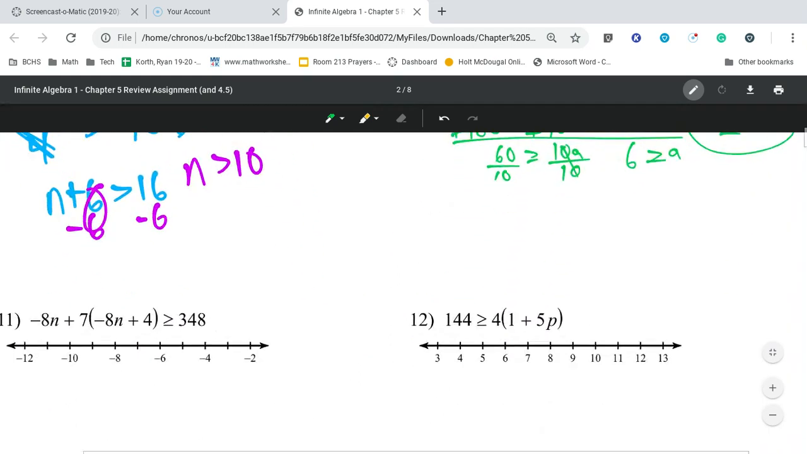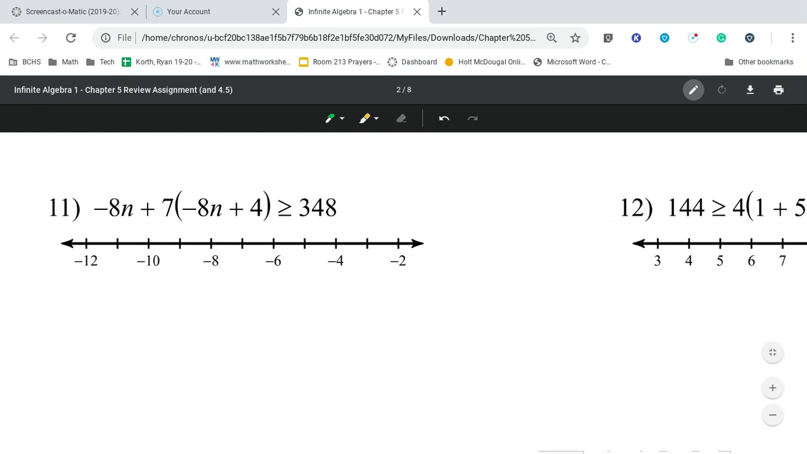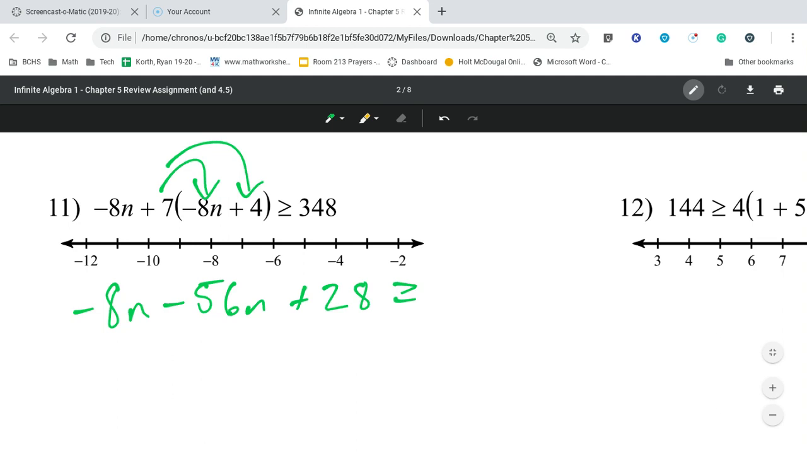All right, here's number 11. Looks like I got distributive property again. So distribute first, combine like terms second, and then go from there. So we got negative 8n minus 56n. It's a lot of n's. Plus 28 greater than or equal to 348. Negative 64n.